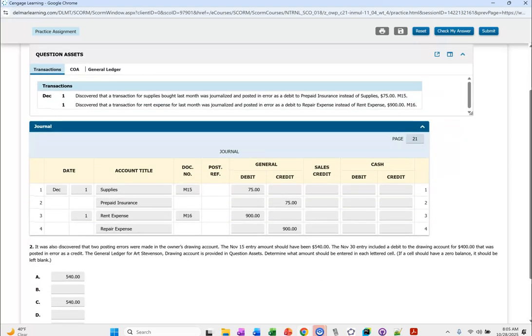So our two error transactions, it says, discovered that a transaction for supplies bought last month was journalized and posted in error as a debit to prepaid insurance instead of supplies, $75. And then the other one says, discovered that a transaction for the rent expense for last month was journalized and posted in error as a debit to the repair expense instead of rent expense, $900.